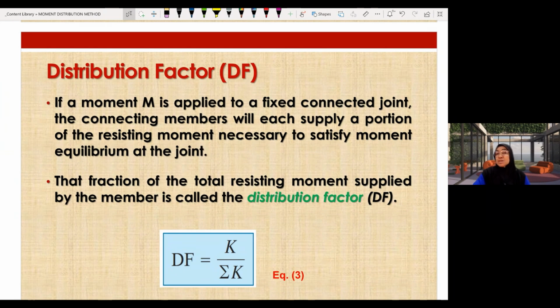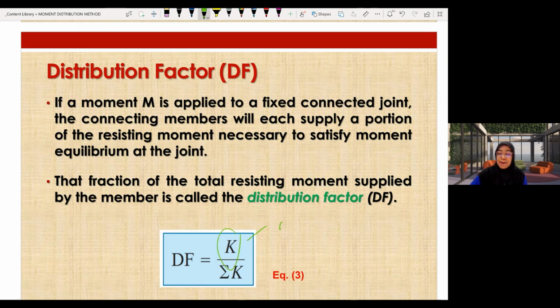distribution factor. So what is distribution factor? We will use this in the table to distribute joint moment. That's the simple explanation of distribution factor. We will use distribution factor in the table to distribute joint moment. So what is the formula? It is K divided by total K. So what is K?